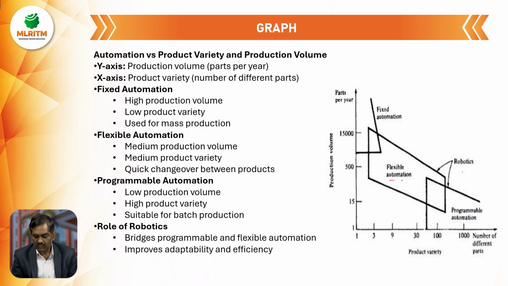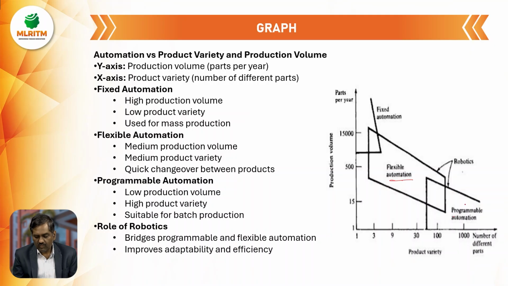Whereas flexible automation is used for medium product volume and medium product variety, with quick changeover between the products. And in programmable automation, there is low production volume and high productivity rate, suitable for batch production.